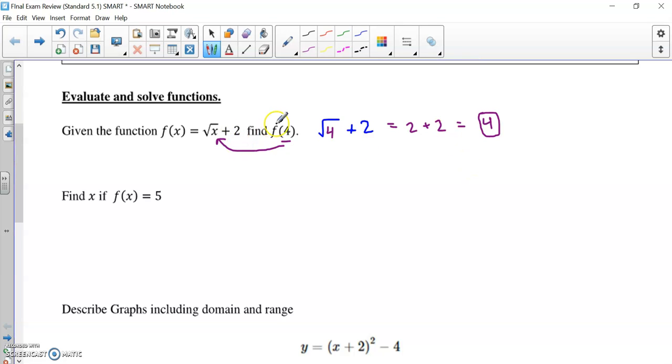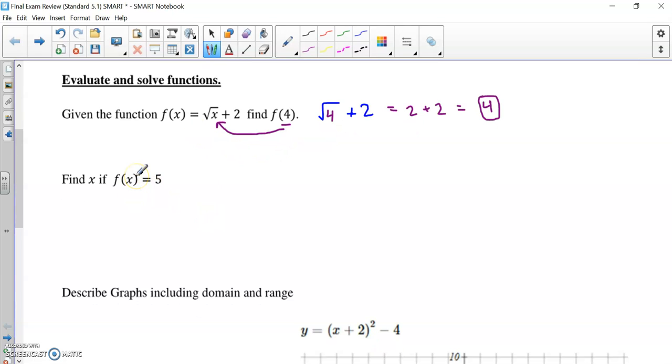Okay, so again, all we did was we plugged what they said, that was in the parentheses, in for x. Now the second part is a little bit different. You should recognize that because even the question itself looks different. This time we have to find x if f of x equals 5. Now up here, they told us that f of x equals root x plus 2. So we're going to go ahead and take that original equation and set it equal to 5 because they told us to set it equal to 5.